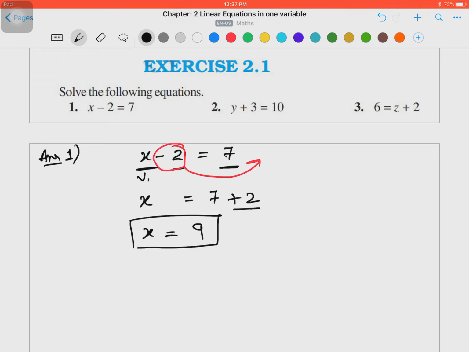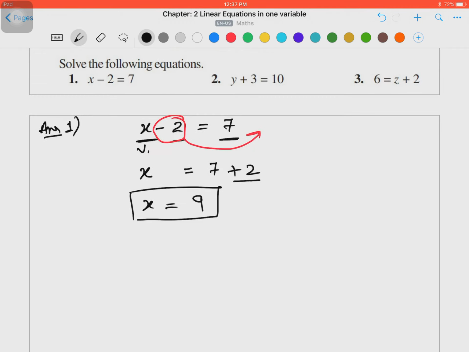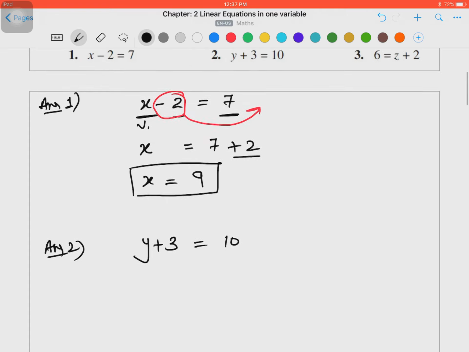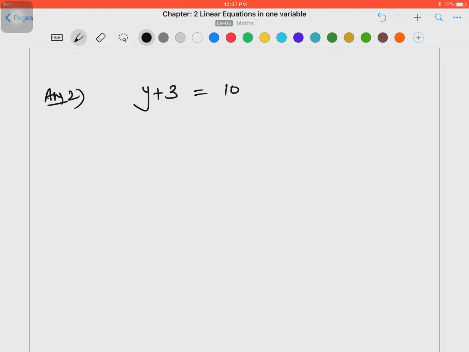Okay, that's how we can solve any given linear equation in one variable. Now we have the second question. The equation given is y plus 3 equals 10. Now we have to find the solution for this equation. So as we did in the previous question, we'll keep the variable term on the left hand side and shift the non-variable terms to the right hand side. The non-variable terms are this plus 3 and here 10.